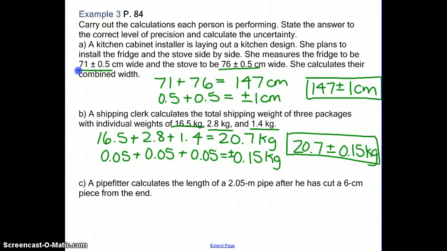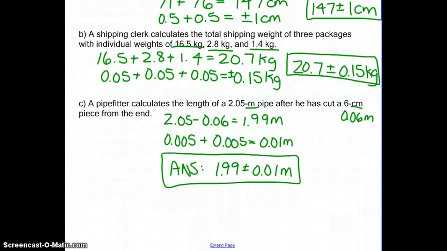Right, try the last one on your own. The key with this last one though is to make sure both of these are in the same units. So I would change centimeters to meters and then add them from there. If you check your answer on the board, it should be 1.99 plus or minus 0.01 meters.